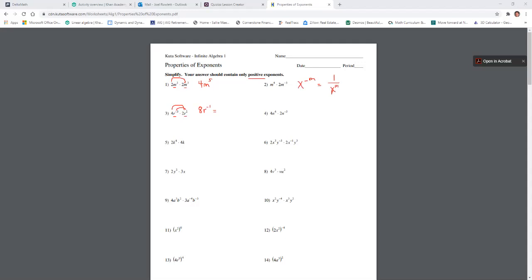And of course, in this problem, the variable is r, but that doesn't change the rule. And I'm going to keep the 8 because the 8 technically has a power of 1. It's already positive, so it's going to stay in the top. And I will just take the r to the power of negative 1 to the denominator, and that leaves me r to the power of positive 1 in the bottom. So this is the simplified answer here. And by the way, we know that r cannot be 0, right? Because you cannot divide by 0. R cannot be 0.